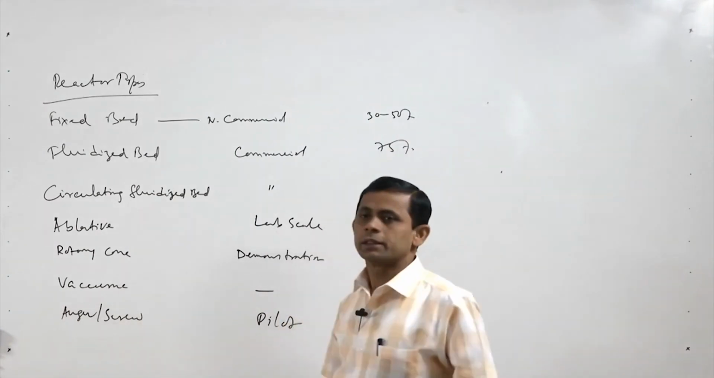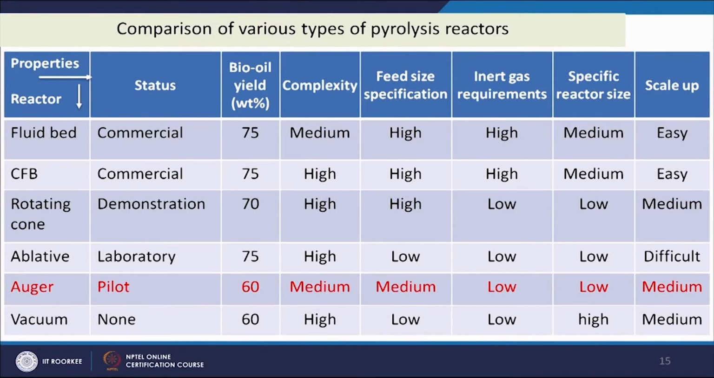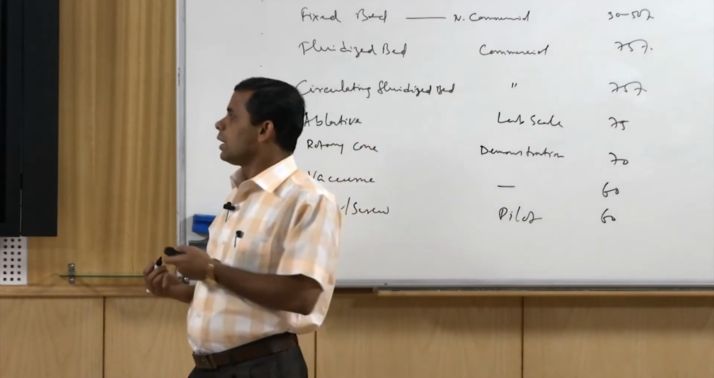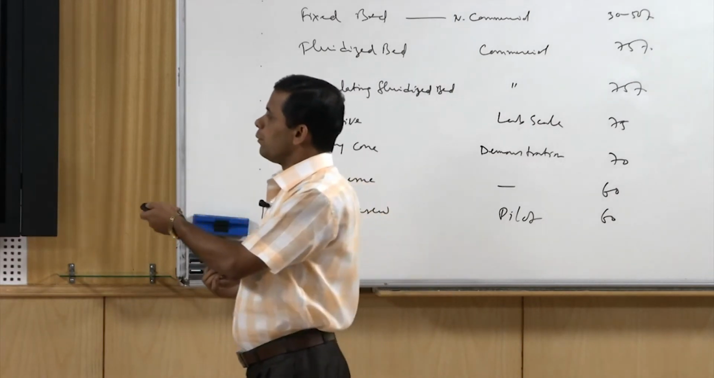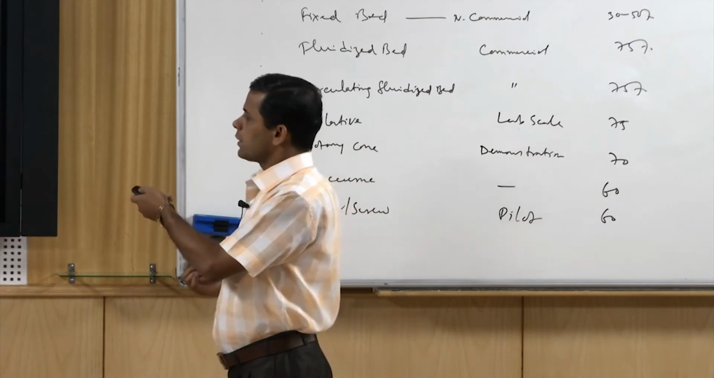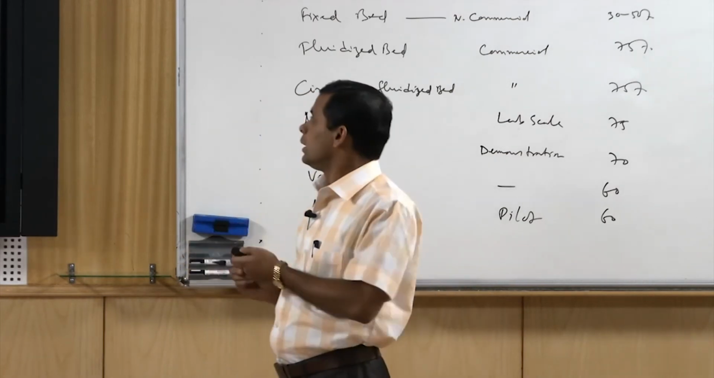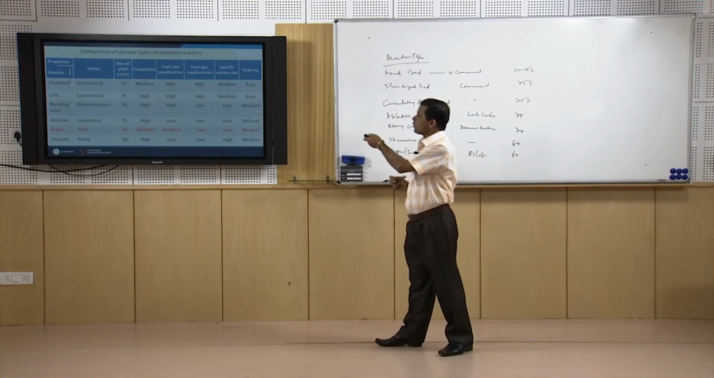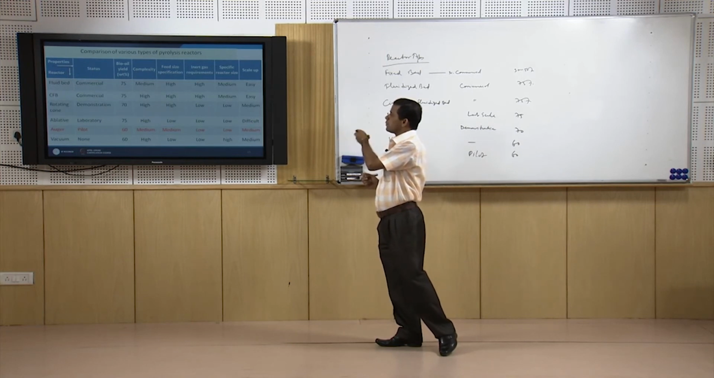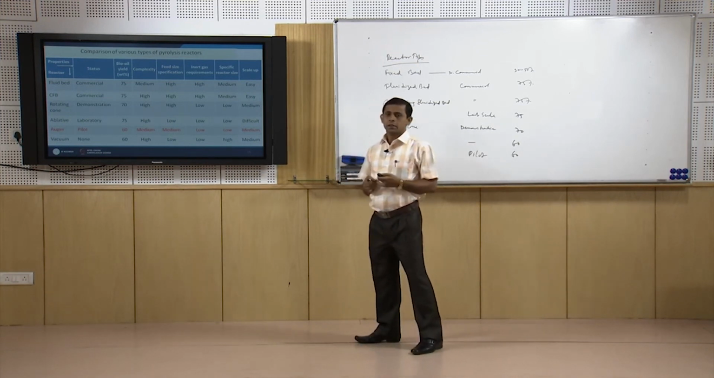So, these are the bio-oil productions, and if we see the complexity, out of these reactors the maximum complexity is with CFB, circulating fluidized bed, and rotary cone. Then for fluidized bed it is medium, auger is medium, ablative is high complexity, and vacuum is also high complexity. Another important parameter is specific reactor size. Reactor size is medium for fluidized bed, CFB is medium, rotary cone is low, ablative is low, auger is low, and vacuum is high.